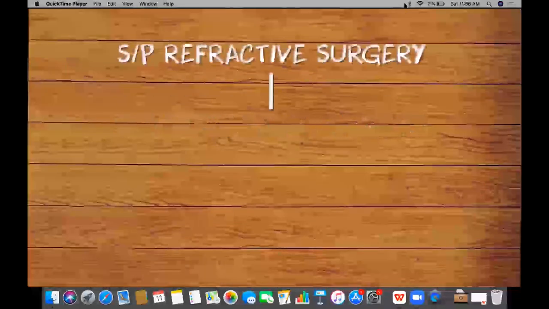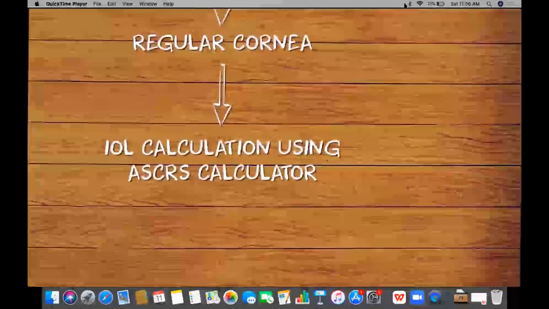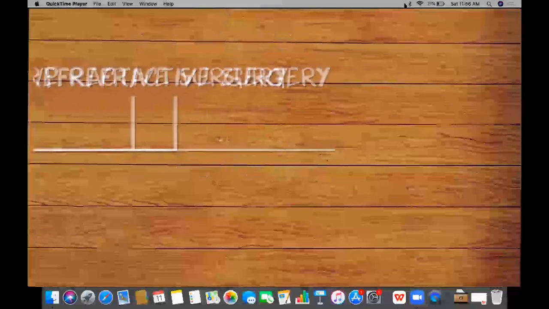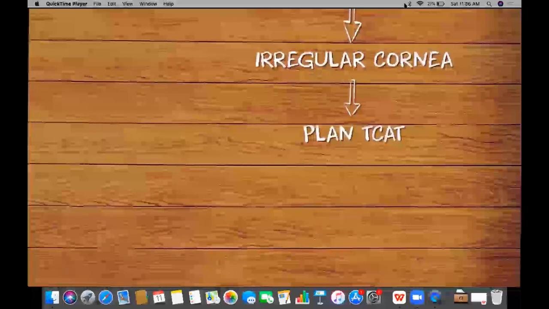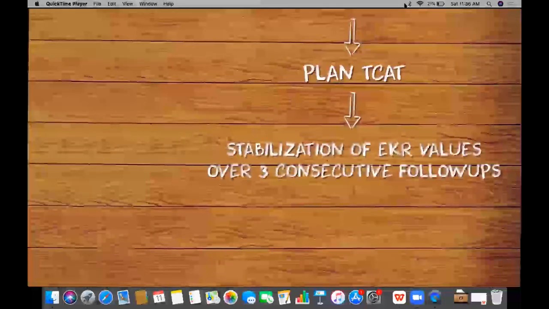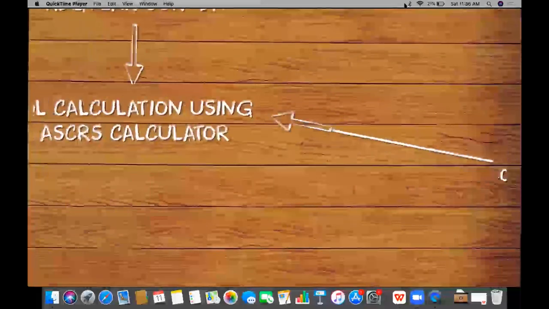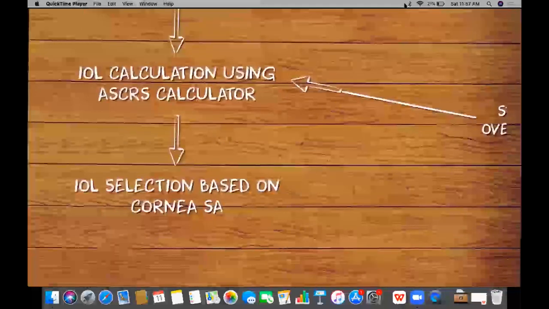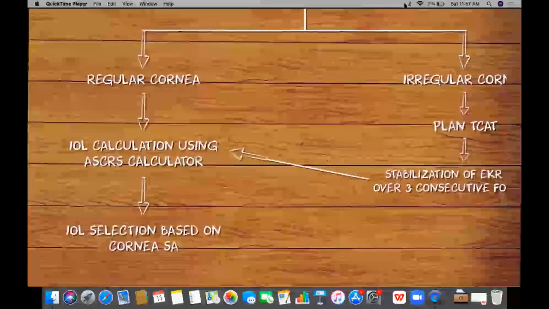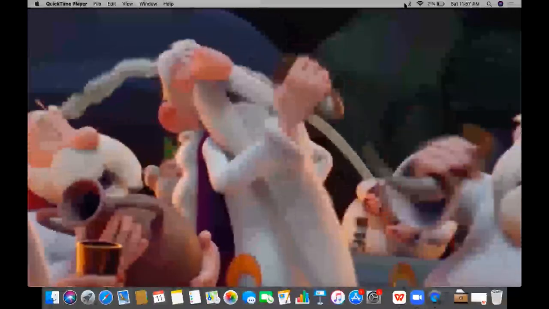To summarize, in post-refractive surgery eyes with regular corneas, IOL power is directly calculated using the ASCRS calculator. In those with irregular cornea, a preferred approach would be to regularize the cornea using topo-guided customized ablation treatment. Our novel strategy is thus a safe and effective way of optimizing results in such cases.